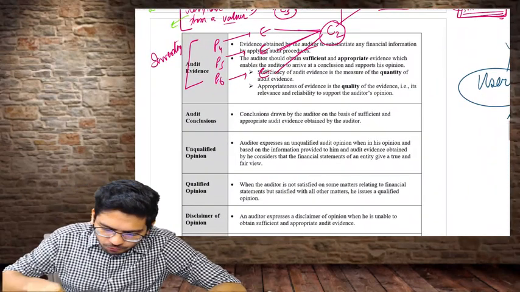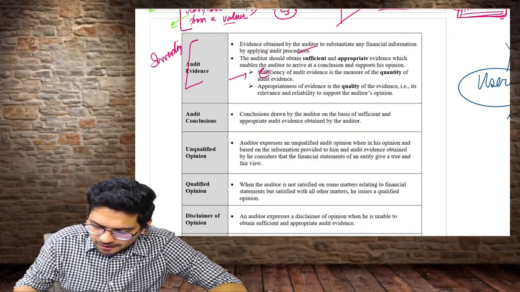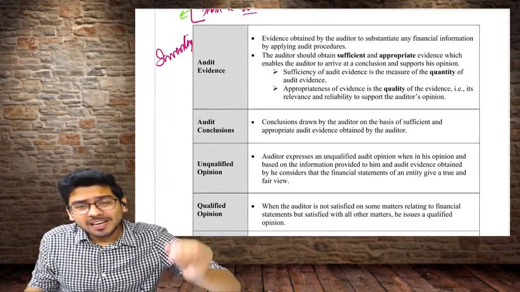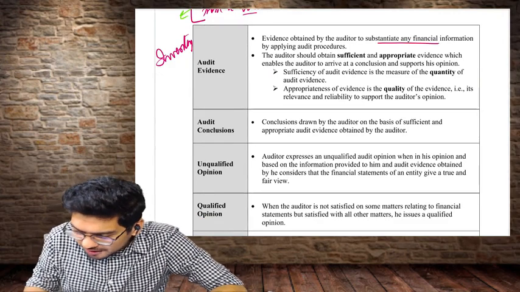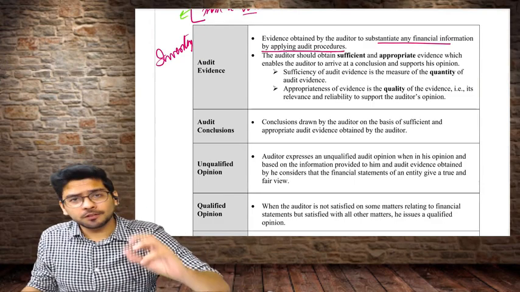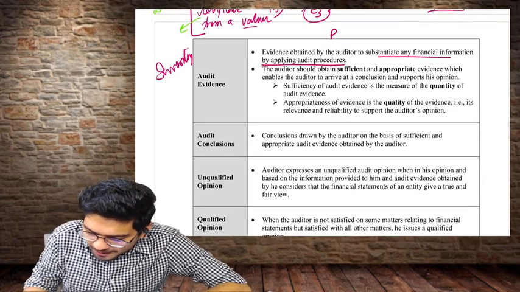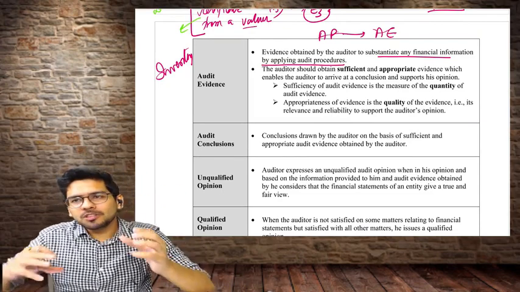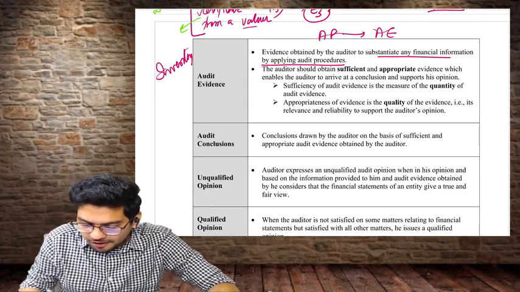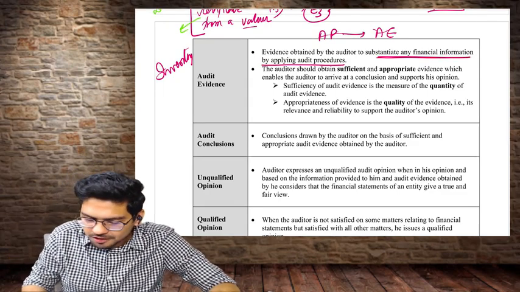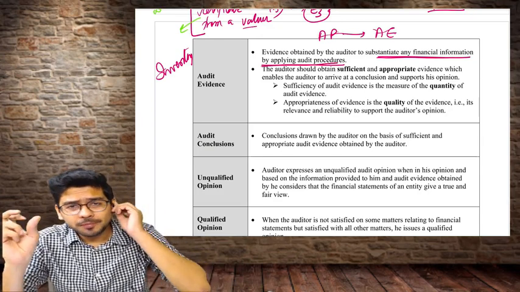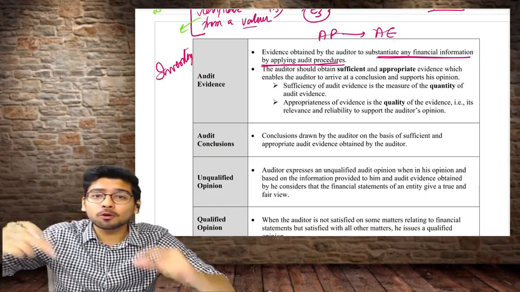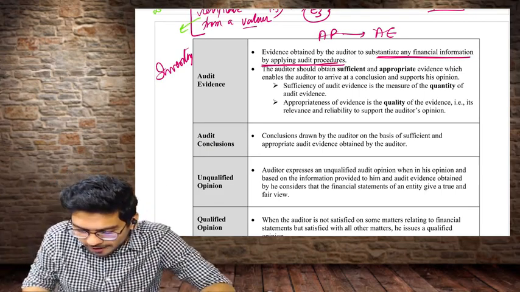We have one more point here, audit evidence. What is audit evidence? Evidence obtained by the auditor to substantiate any financial information by applying audit procedures. You all know now that by applying audit procedures, the auditor is going to get what? Audit evidence. So application of audit procedure results in getting audit evidence. To substantiate any financial information means, whatever management has written, for example land and building 5 crores, is it correct or not? They are going to substantiate this by applying audit procedure.